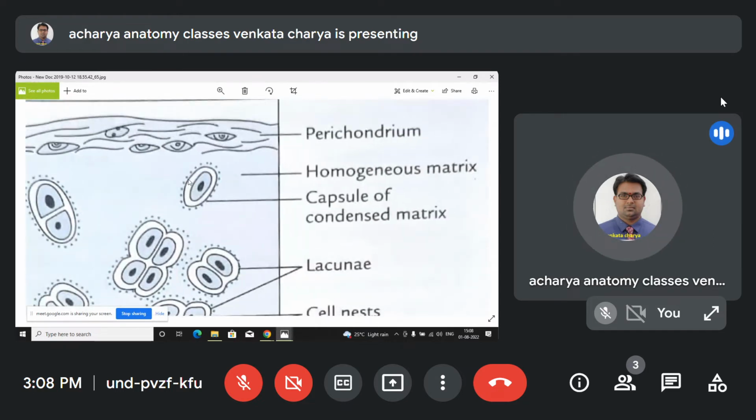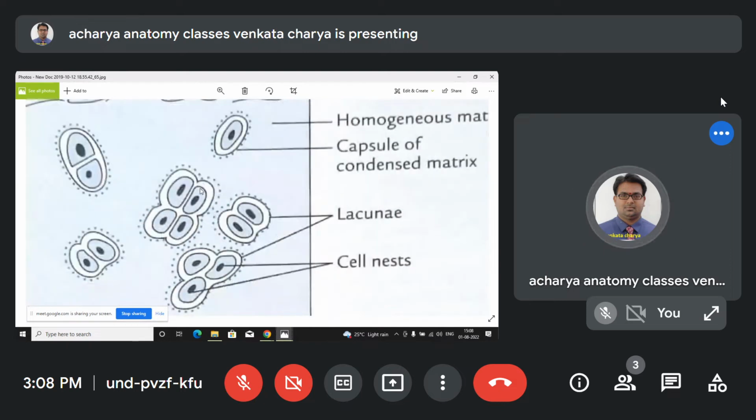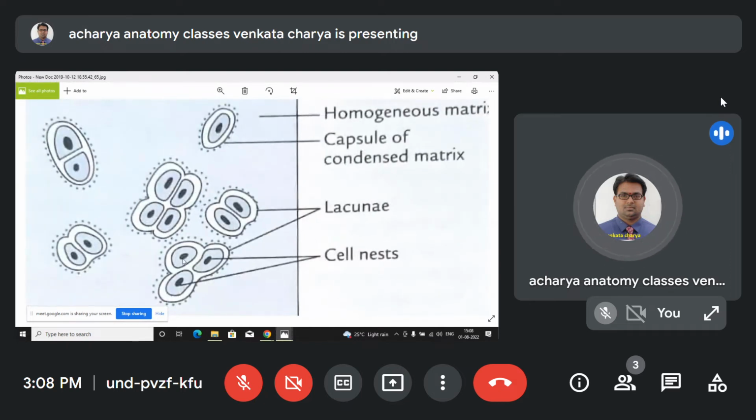Each chondrocyte has a lacuna, the space around it. Here is the lacuna, and the nucleus. Then nests. A nest means 3 or 4 cells unite to form a group, and that group is nothing but a nest.